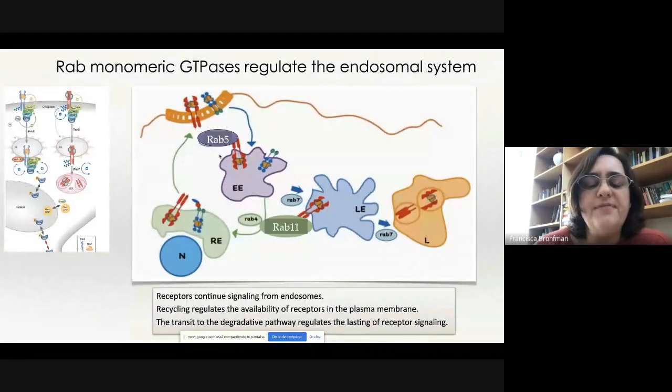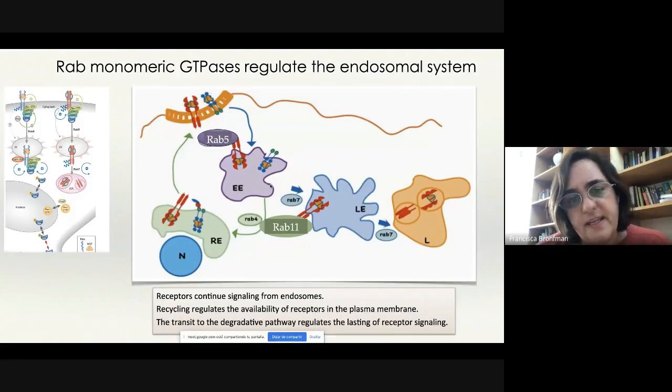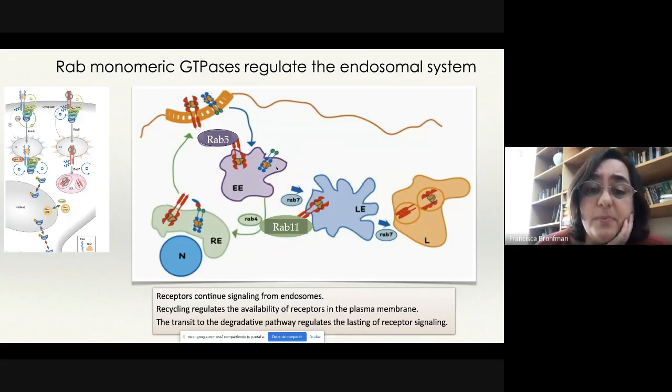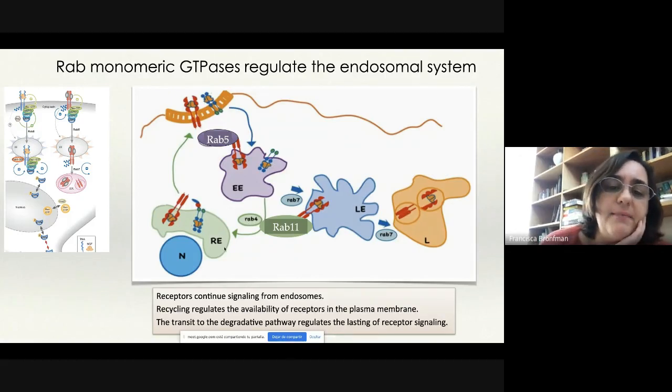And RAB5 then allows the homotypic fusion of these endosomes that are produced upon internalization. And from there, from this endosome, also called the sorting endosome, the receptor can move to the recycling pathway, being close to the nucleus, or come back to the plasma membrane.